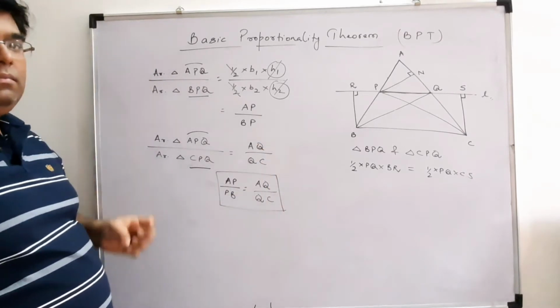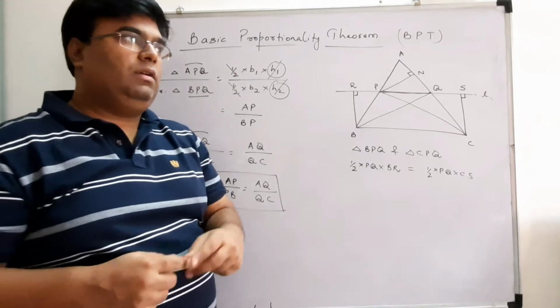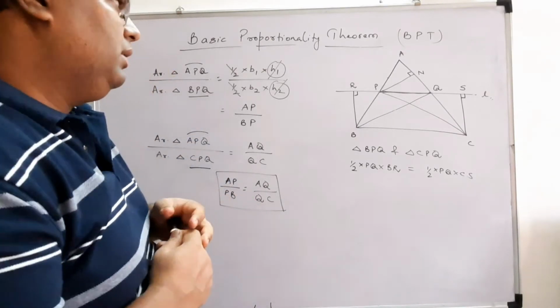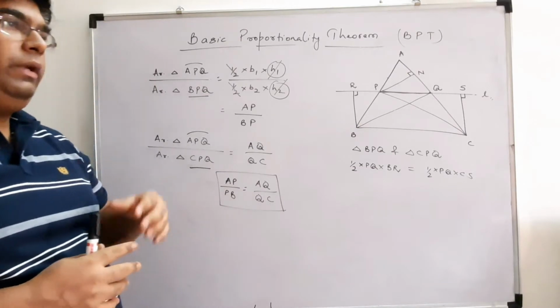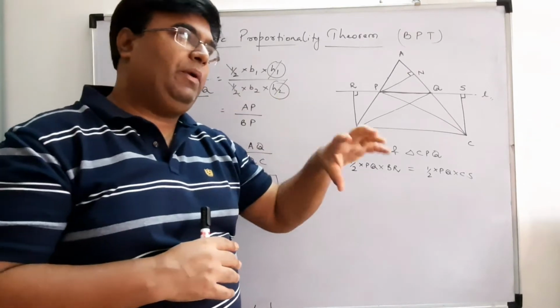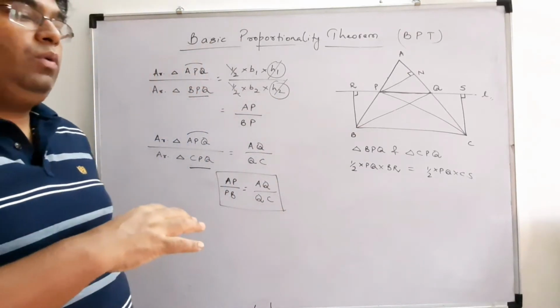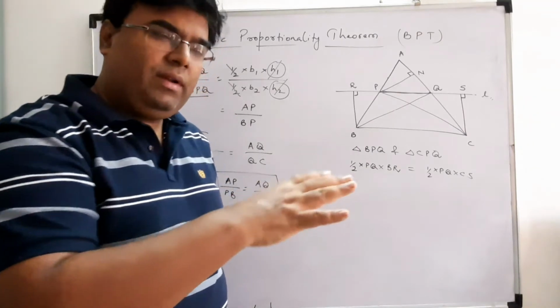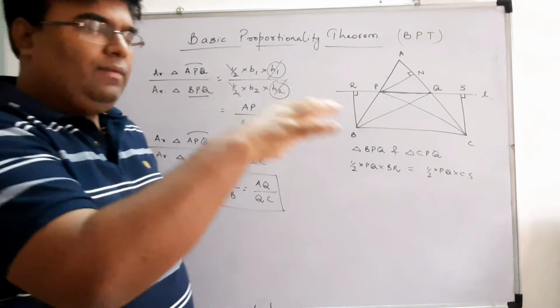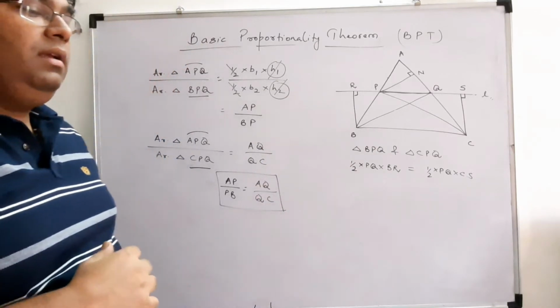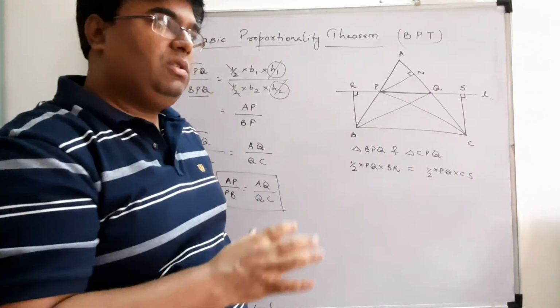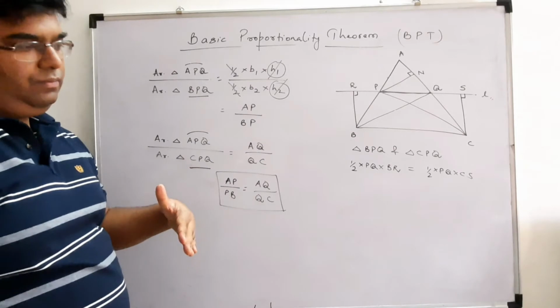Right? You need to write, whenever a proof like BPT comes, that you need to write stepwise. First the statement of the theorem, then whatever is given in the theorem, you need to write that. Then if you have any construction, do the construction, and then the proof. Correct?